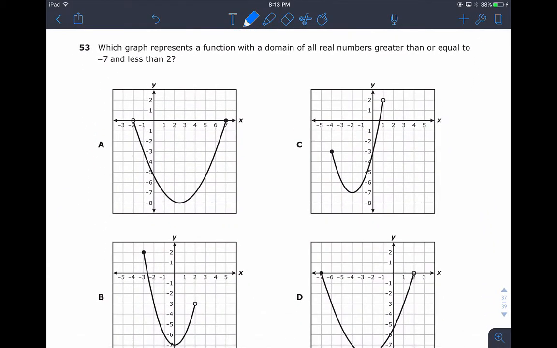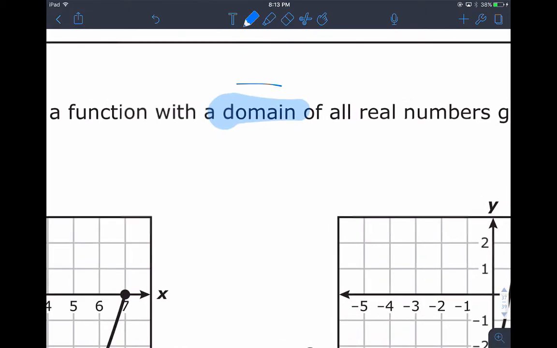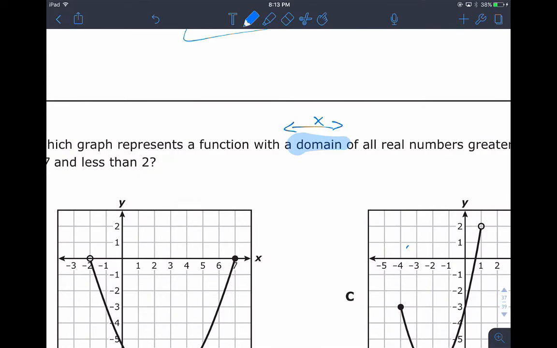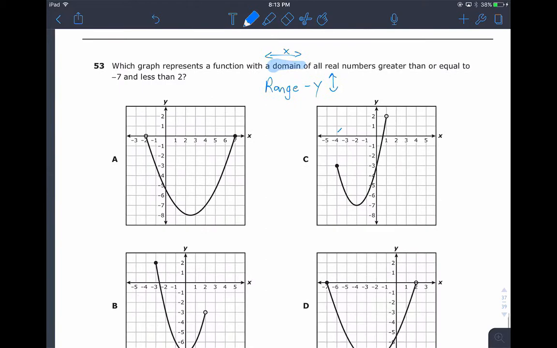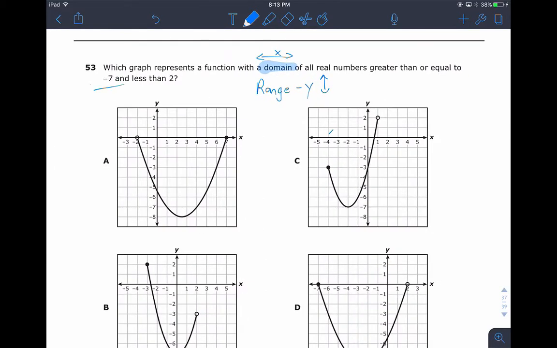Alright, we've been doing domain and range quite a bit on this test. Domain, once again, is all the x values. It's basically how far left and right your x values go. Now remember, I guess they don't ask for range, but range is kind of like your y. That's how far up and down you're going. So we're looking for left and right between negative 7 and 2. So less than 2, but greater than or equal to negative 7.